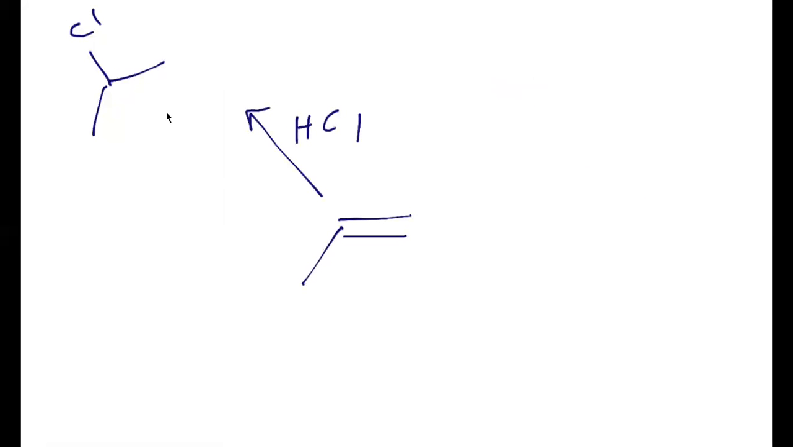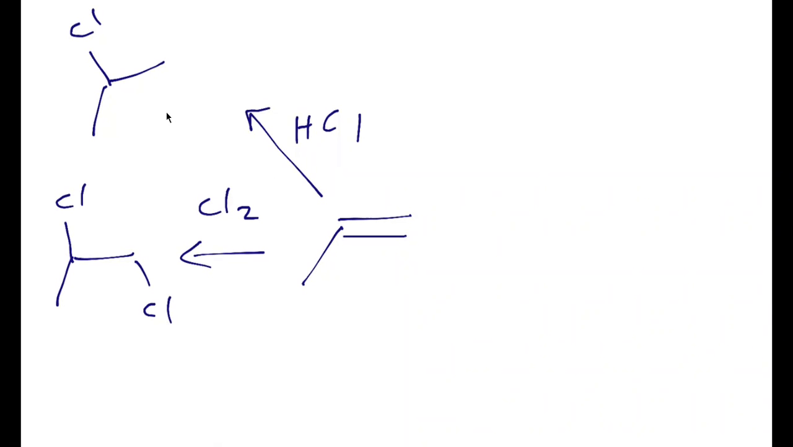Let me zoom in on that. So if I have an alkene like this, I've got a bunch of reactions I can do on it. If I add HCl to it, I can convert it into an alkyl halide, where chlorine is on the more substituted carbon. If I add Cl2 to it, I can convert it into an alkyl halide where you have a chlorine on both carbons.